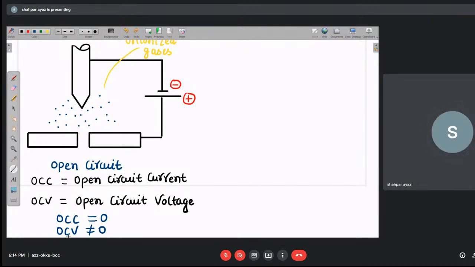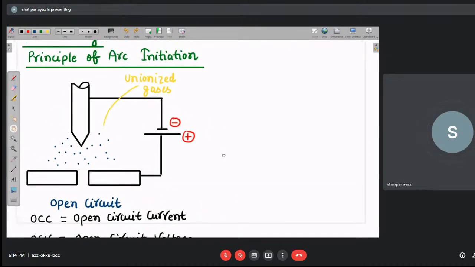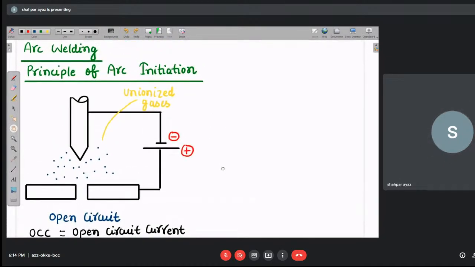Now, next part. To start the welding, what we do? We actually try to ionize this medium. To get the medium ionized, heat is required. So from where can we get the heat? So we do short circuit. So the next circuit after open circuit, we make a short circuit. How is the short circuit made?